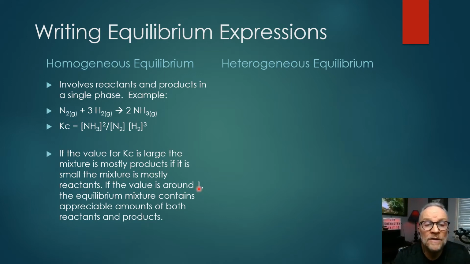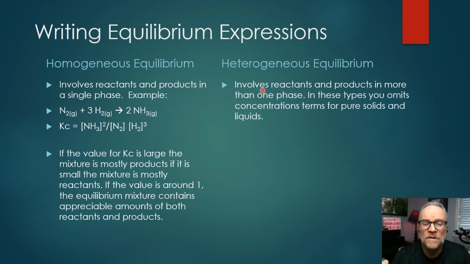If the value is around 1, the equilibrium contains appreciable amounts of both reactants and products. So they're close to being the same amount of each if the coefficient is close to 1. So in heterogeneous equilibrium, it involves reactants and products in more than one phase. In these types, you omit concentrations of pure solids and liquids in the concentration expression.